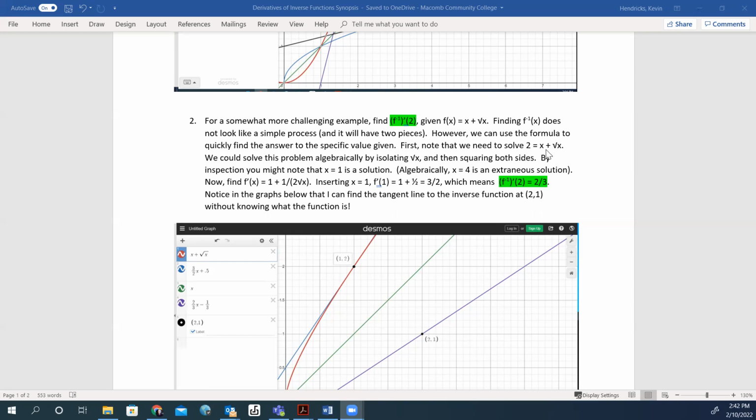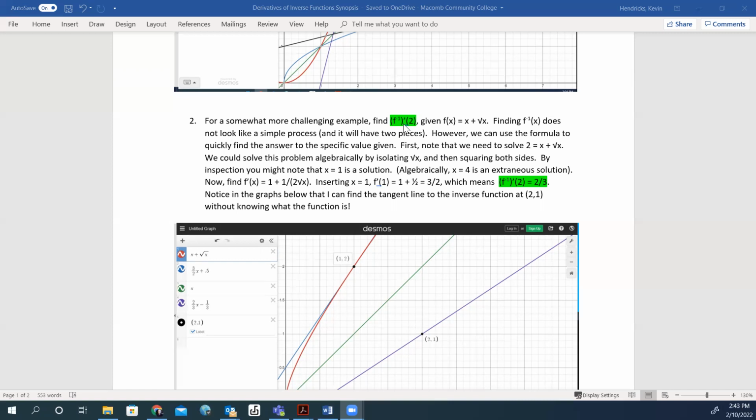Or you can quickly look. Sometimes it's just fairly obvious. x equals 1 is clearly a solution. So we're going to go with 1. We know that that works. In other words, the point (1, 2) will be on f of x, and the point (2, 1) will be on f inverse of x.